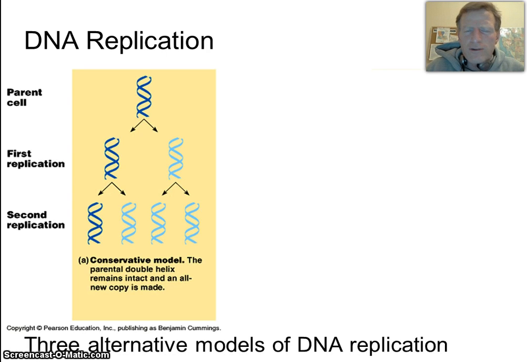So the first was the conservative method, and this is kind of like I've got a piece of paper and I need to get a copy of it. I go to the copy machine, I put my original down, and I get a copy, and I have my original and copy. That's called the conservative method, right? So I've got my original. When it's copied, I have my original and my copy, and then when I make copies of those, I have original, copy, and so forth. So that was the conservative method.